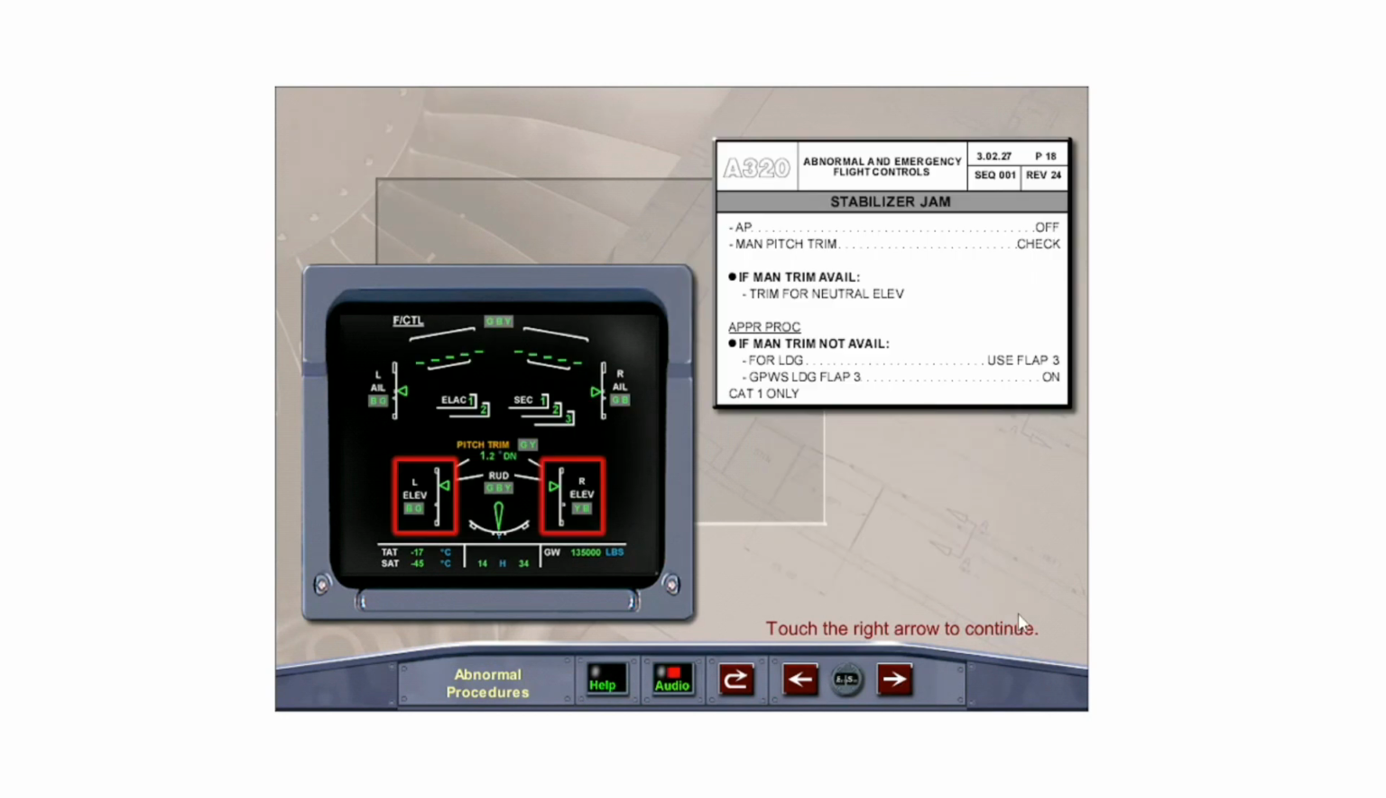If the pitch trim wheel is jammed, the ELACs may not detect the failure. There will be no ECAM warning, and normal law remains active. The only indication of a problem may be that on the ECAM flight control page, the elevators remain deflected. The procedure can be found in FCOM 3, Abnormal and Emergency Procedures, Flight Controls. Disconnect the autopilot, then check the manual pitch trim operation, and if available, trim to maintain the elevator at the 0 position. If not available, use flap 3 for landing.